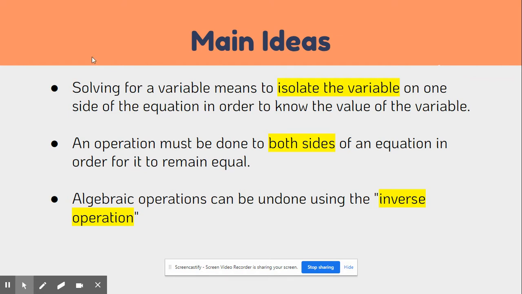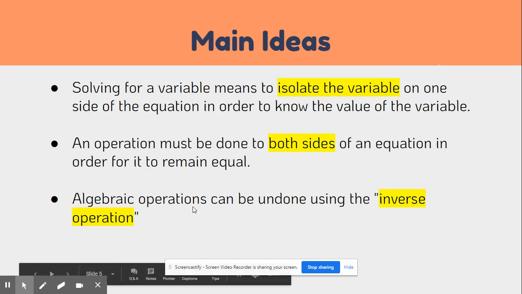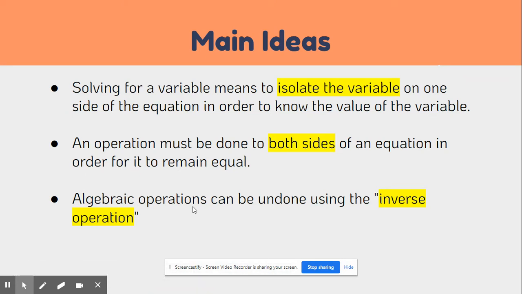Let's look at some main ideas. We need to know that solving for a variable means to isolate the variable on one side of the equation in order to know the value of the variable. Essentially, that means we're going to get the variable by itself on one side of the equal sign and have it equal to some number. We also know that an operation must be done to both sides of an equation in order for it to remain equal. And we learned last week that algebraic operations can be undone using the inverse operation.